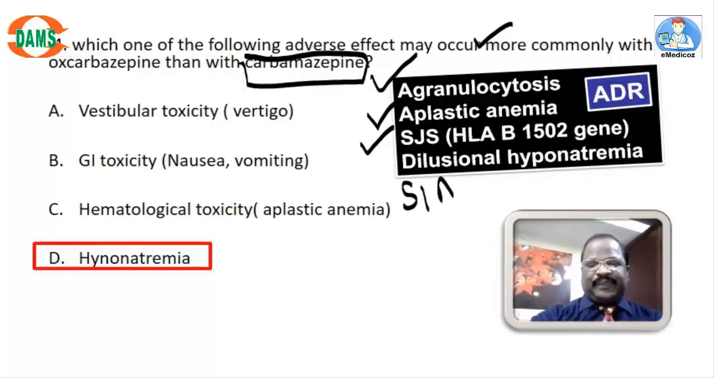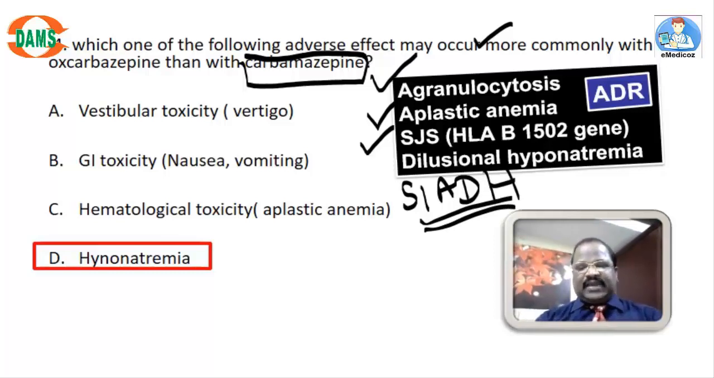And one more important point, carbamazepine has SIADH property, that is syndrome of inappropriate ADH secretion. Because of causing syndrome of inappropriate antidiuretic hormone secretion, it causes too much water retention. By causing too much water retention, there is a risk of dilutional hyponatremia. So, an anti-epileptic agent causing hyponatremia means think of carbamazepine.